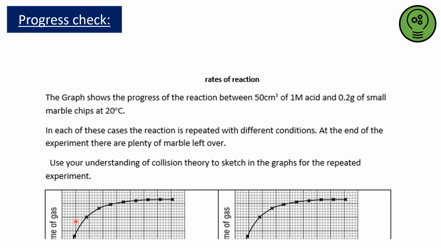Okay. So it says here, the graph shows the progress of a reaction between 50 centimetres cubed of 1 molar acid and 0.2 grams of small marble chips at 20 degrees. So that 50 centimetres cubed, that is volume. That is telling us how much liquid we actually have, and we would measure that using a measuring cylinder. 50 centimetres cubed.